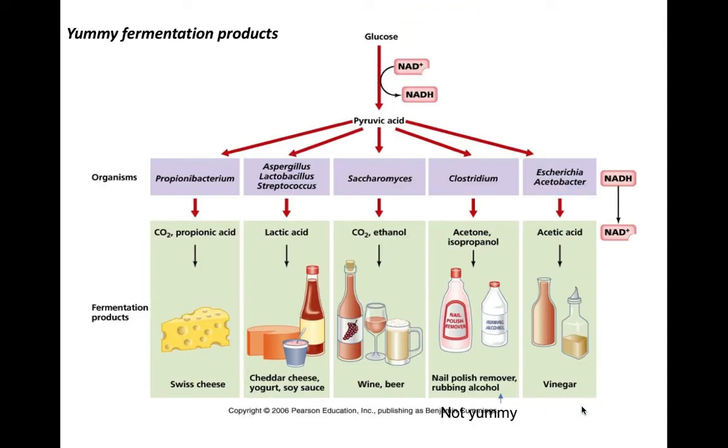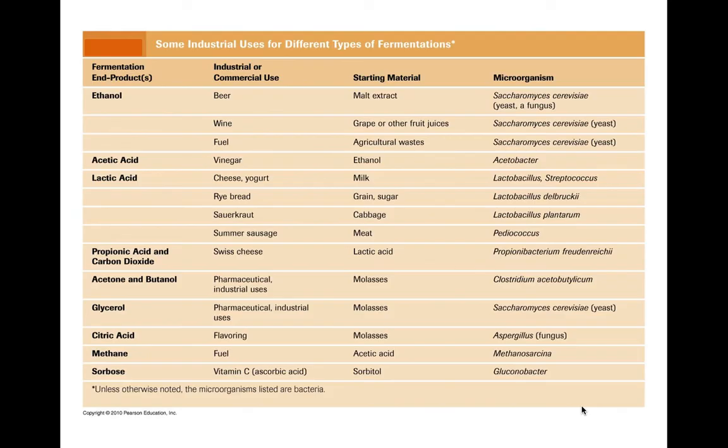And again, this is just showing how humans have taken advantage of microbial fermentation products to make fermented milk products such as cheese, yogurt, soy sauce is a fermentation product, wine and beer, nail polish remover and rubbing alcohol, not yummy, don't eat those, you guys. And fermentation is involved in the production of vinegar. And again, just some more human uses for fermentation. The one we want you to remember again is lactic acid and alcoholic fermentation.